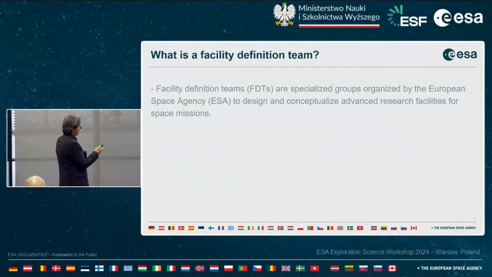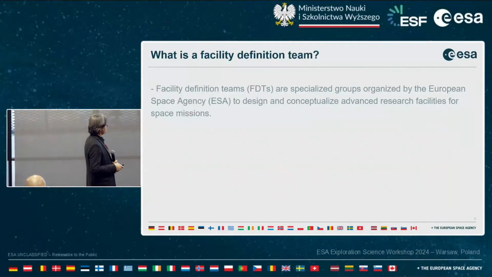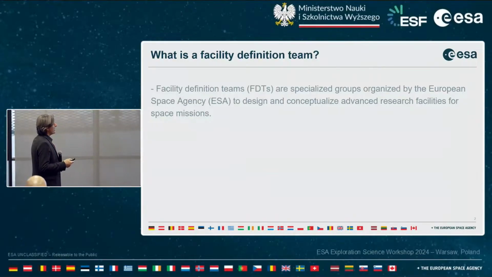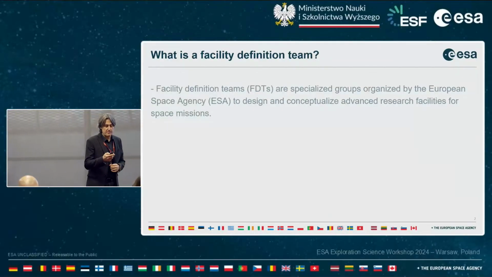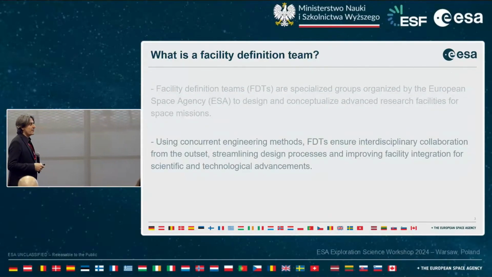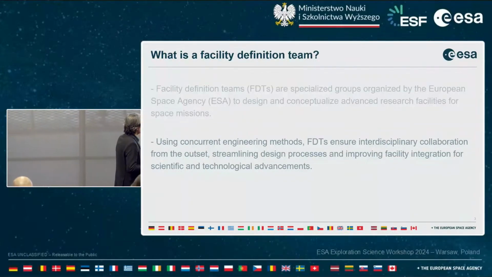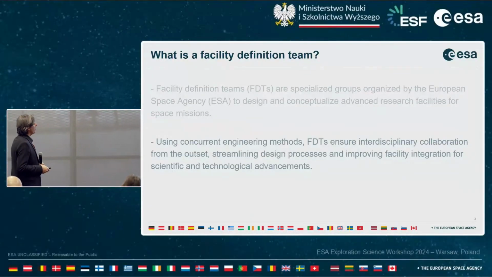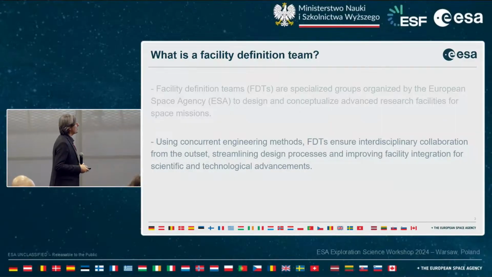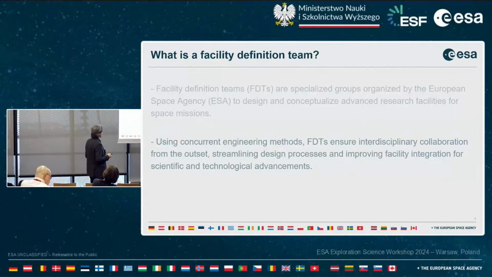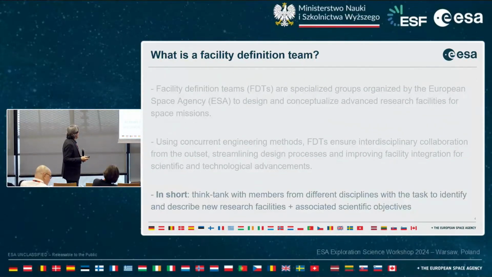they were talking about. A facility definition team is a group of people organized by ESA that should design and conceptualize advanced research facilities for space missions. And the concept put forward is that of a concurrent engineering methodology to ensure interdisciplinary collaboration from the outset and streamlining design process and improving facility integration for scientific and technological advancements. If you are like me, this is just a mumble thing. So my personal definition is a think tank of people from different disciplines with a task to identify and describe new research facilities plus associated scientific objectives.